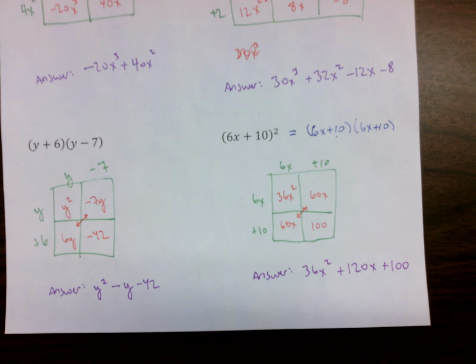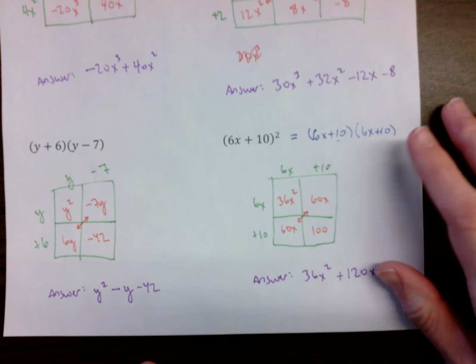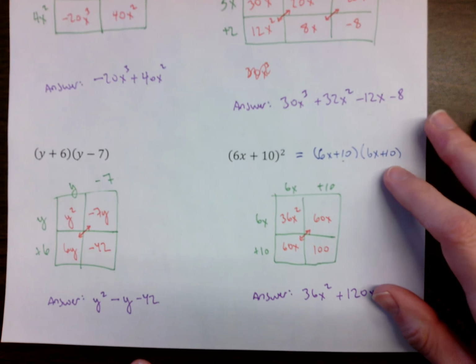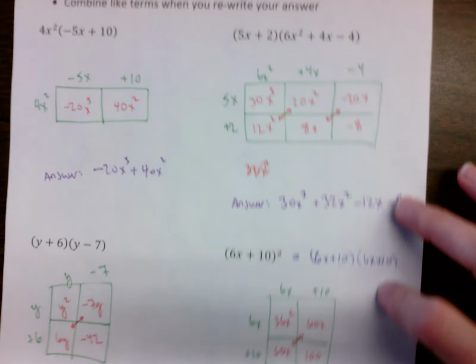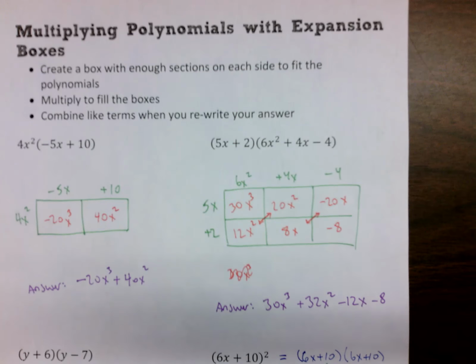So again, there are lots of different ways that you can multiply polynomials. I like this method because I think it just helps you organize better. Okay, so you can do things like double distributive properties, but I think this is a lot easier to keep track of what's going on, okay? So that is how we multiply with expansion boxes. Don't worry, we'll practice this a lot, and you're going to get really good at it.